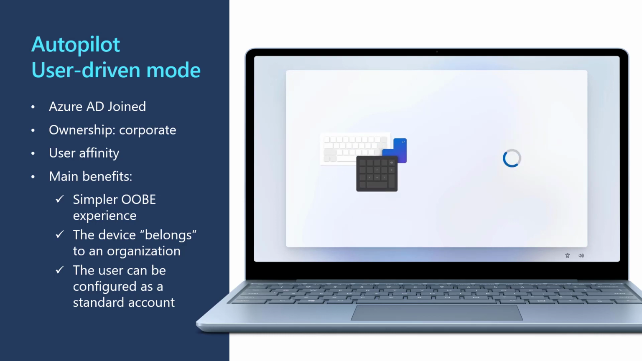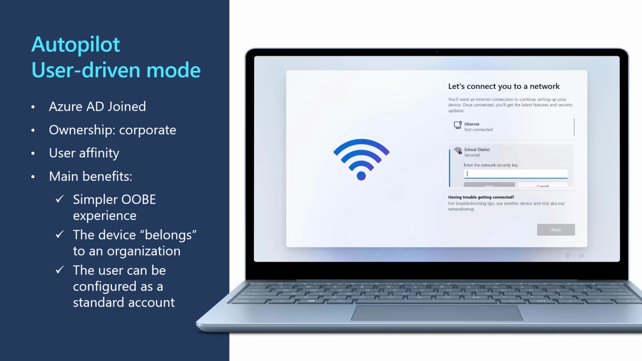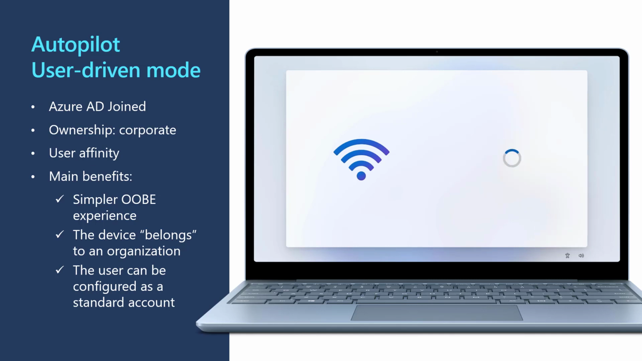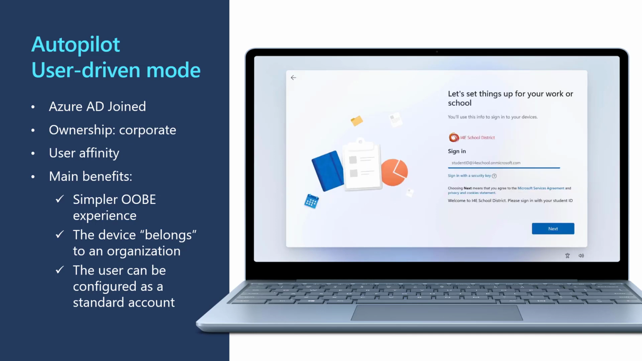Then she connects to the internet via Wi-Fi. Note that if this device was hardwired, with Autopilot we could automatically configure region and keyboard, making this experience even simpler. After the device is connected to the internet, it detects that it has an Autopilot profile assigned. As you can see, the device belongs to Alison's school. Alison types her username and her password.